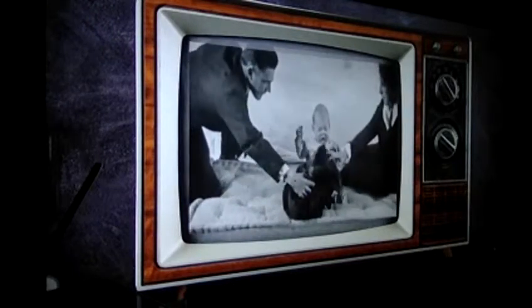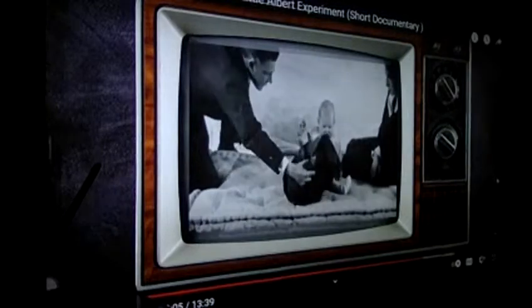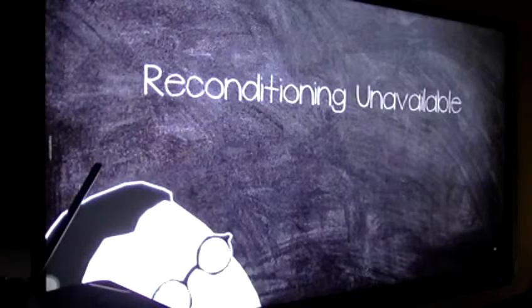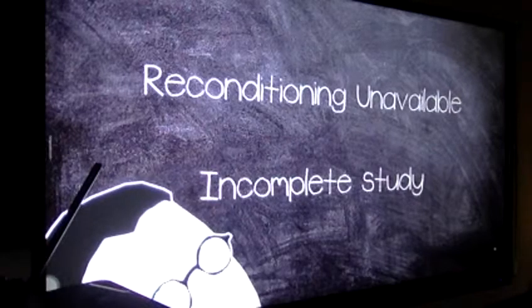Not long after the final experiment, Albert's mother withdrew her child from the study and left the hospital for good, leaving little trace of what happened to the test subject. This had 2 downsides. The first was that Albert was unable to be reconditioned to not fear the rat and the link to fear-producing things, and the other issue was that the study was incomplete.